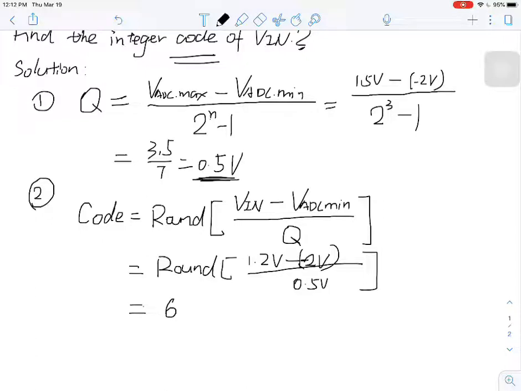That's the decimal number. You can convert that into a binary number, which is a 3-digit binary number. You can quiz yourself, what's the corresponding binary number for that? Okay, I will pause here. Can someone tell me what's the binary number for 6? Use 3-bit binary code.